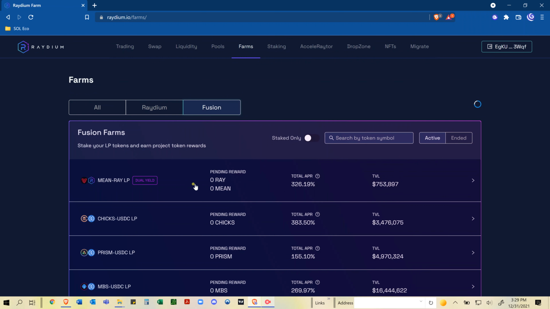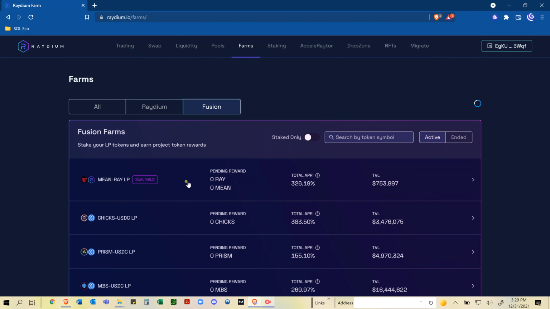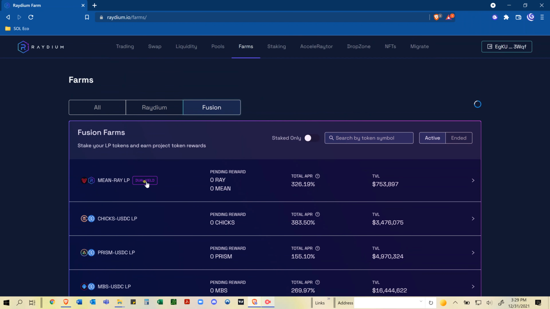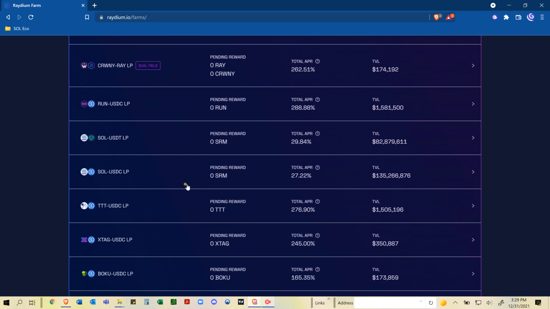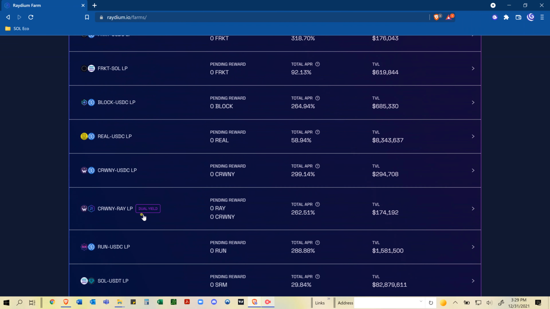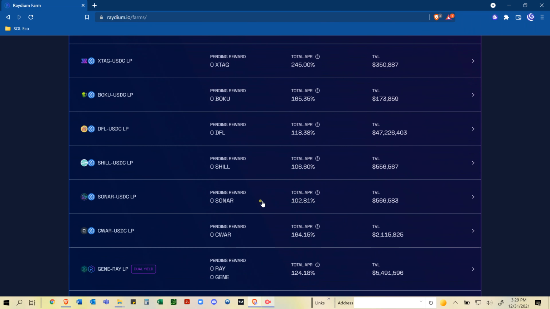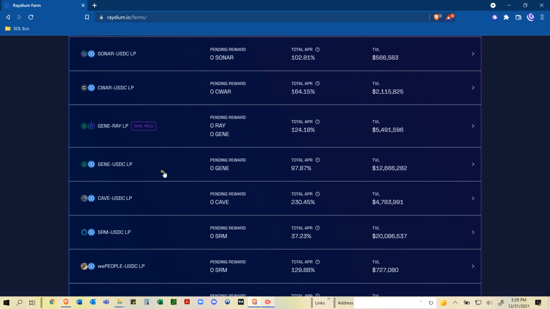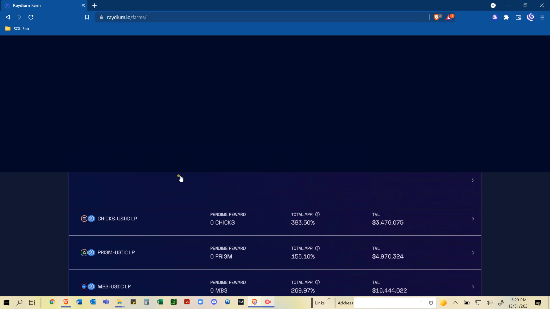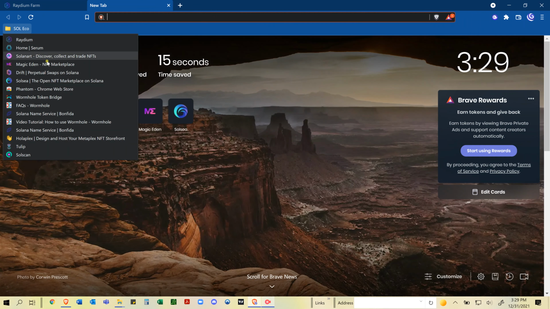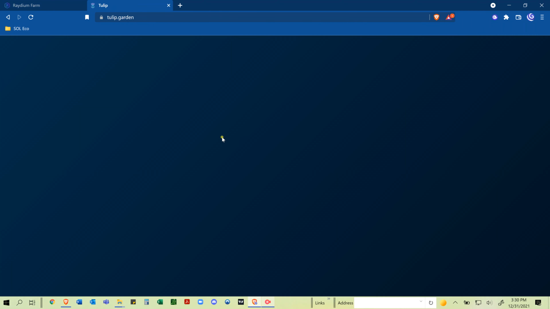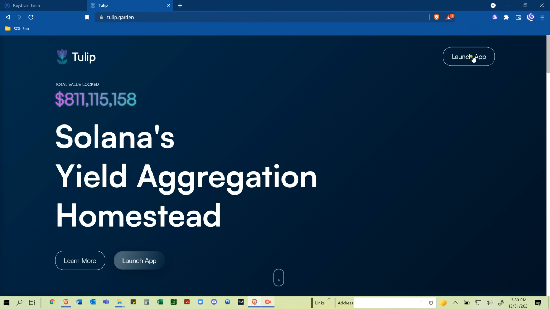So fusion is where, oh, this is great. So dual yield. Your rewards would come in Radium and Mean here. That's always good. Now, if you do get into a dual yield, sometimes it will stop being a dual yield. So when you come back, you're going to have to harvest your farm, and then you can reallocate funds as you like. But what I'm going to do that Scuba had mentioned is go over to Tulip.